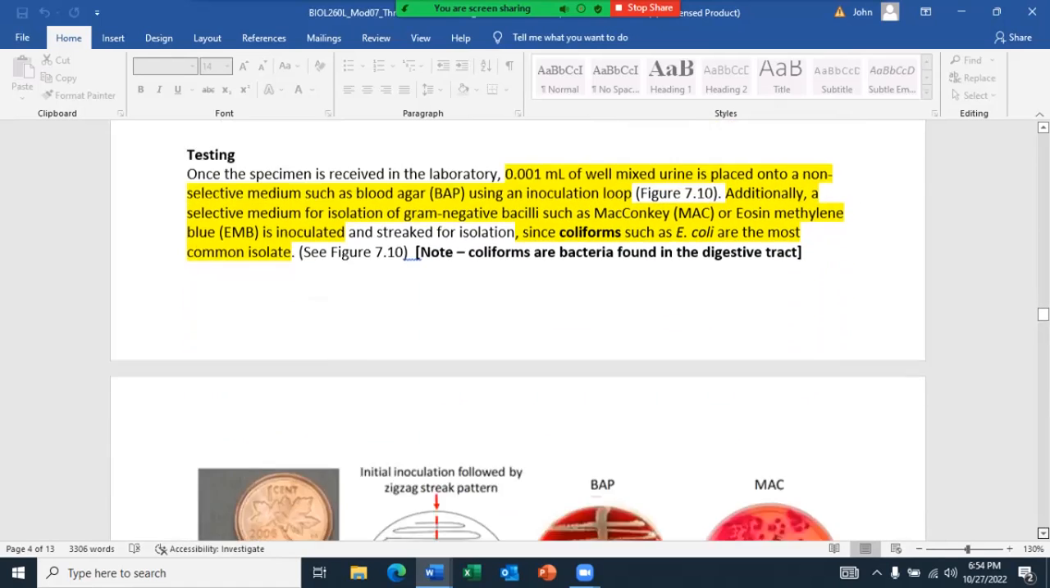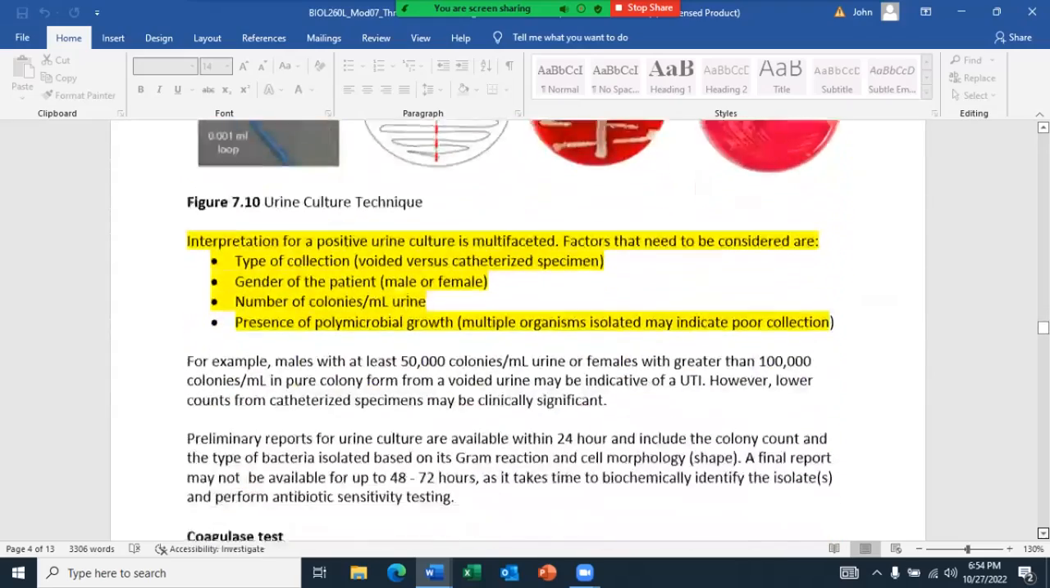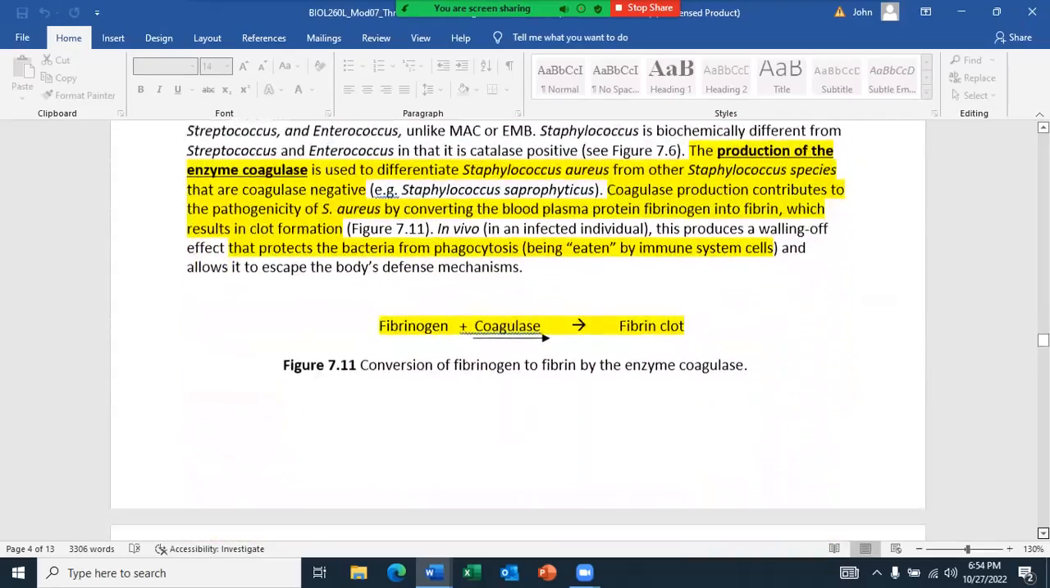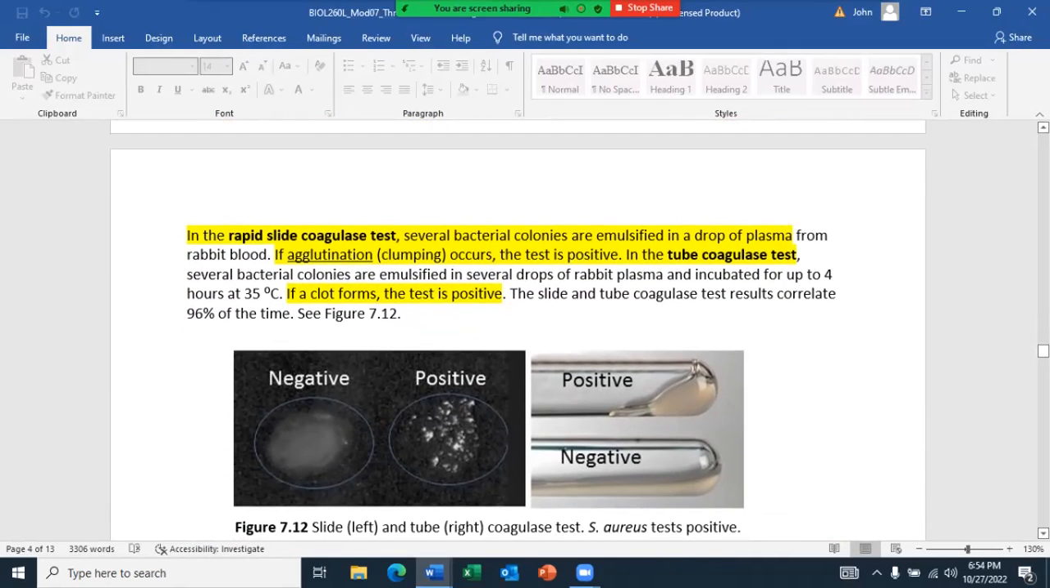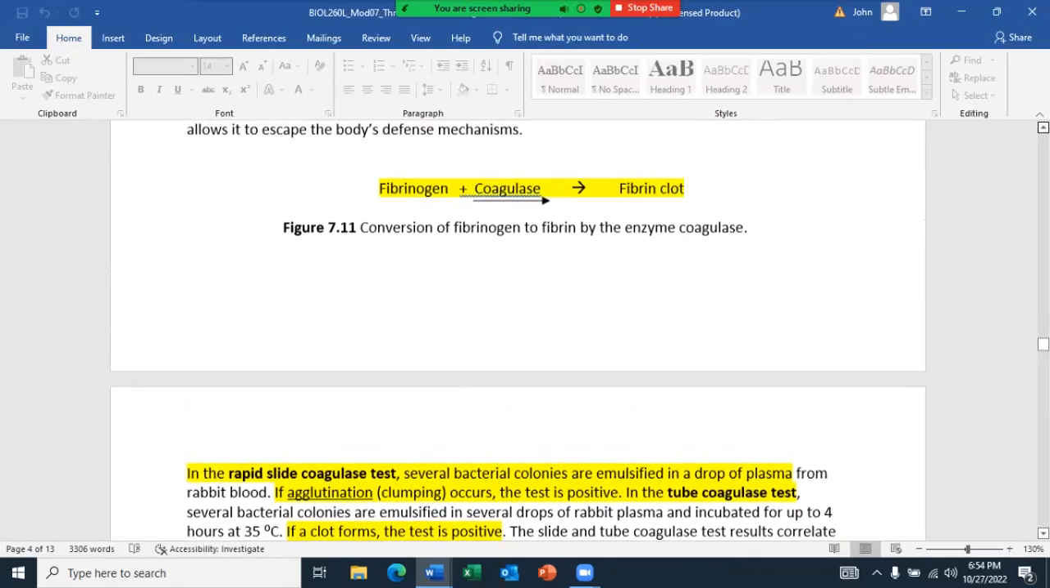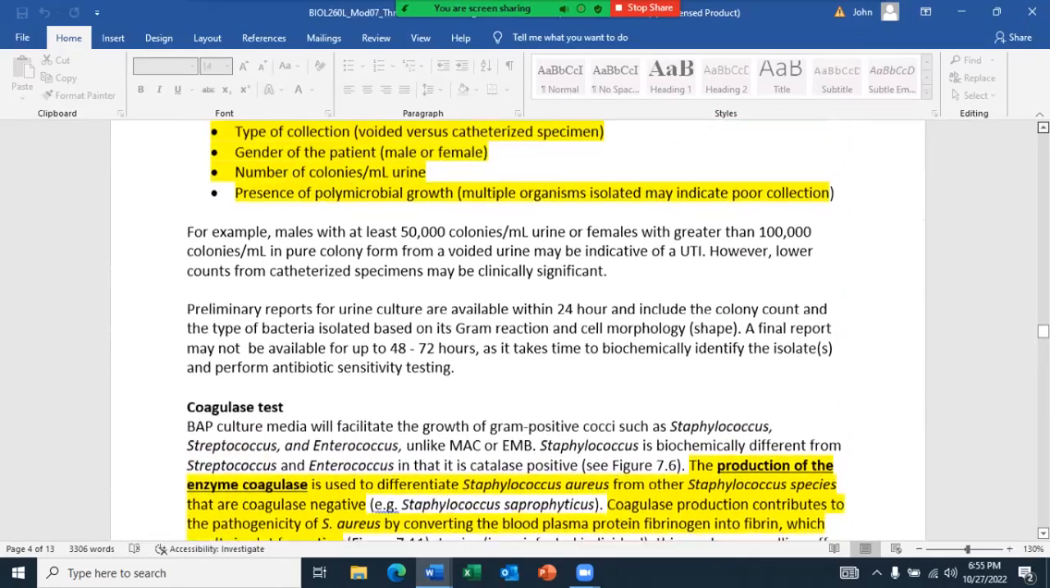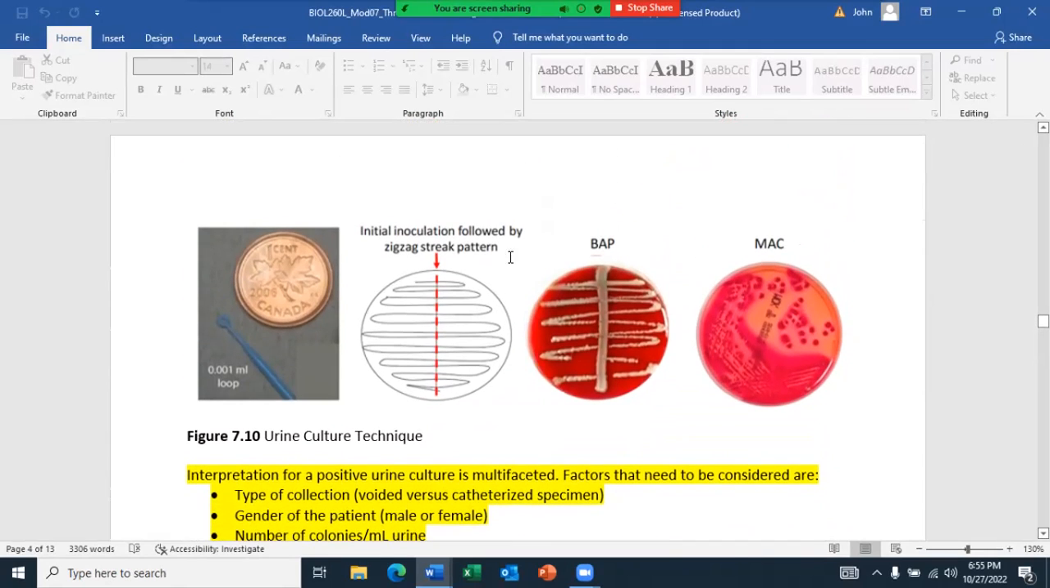Let me show you that. Well, I thought I had a picture of that. Apparently on this version, I don't have a picture of the, oh, there it is. I did have it. It's right there. So that's the loop you use to put in 0.001 milliliters. And then you streak it like that on the blood agar plate, and then like that.